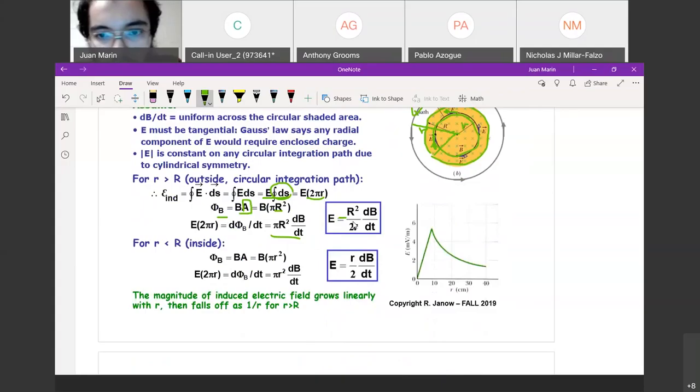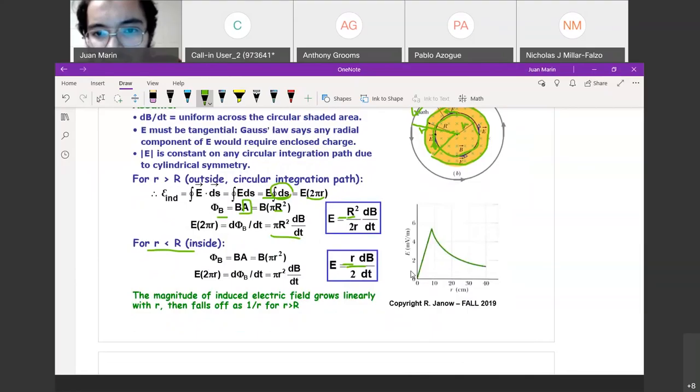So we take negative dΦ/dt and get πR² dB/dt, because B in this case would be changing. And so the electric field will be the square of the radius of the shaded cross-sectional area, divided by 2 times the radius r of the integration path, which changes. You can increase it or decrease it, multiplied by the changing field.